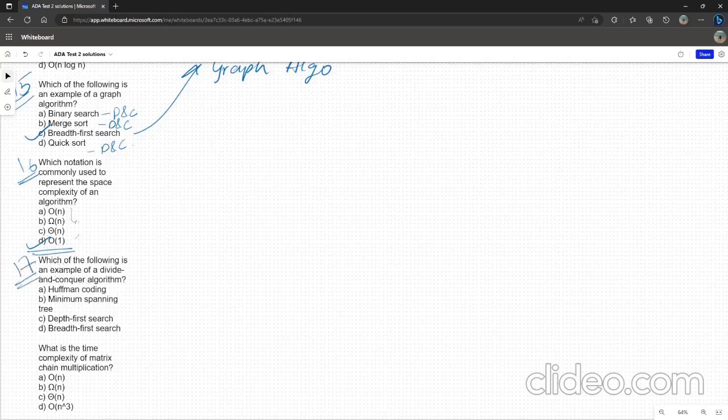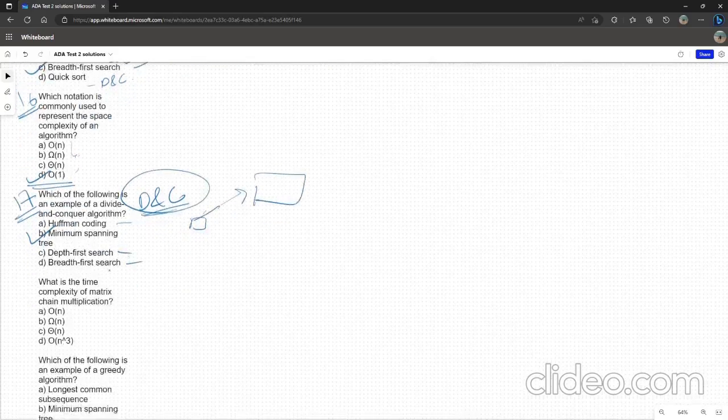17th question is, which of the following is an example of divide and conquer algorithm? We have seen examples of divide and conquer algorithm, and from these ones, this is graph, this is another DP problem. So our minimum spanning tree is a divide and conquer. It divides into smaller problems and then combines to optimize the overall problem.